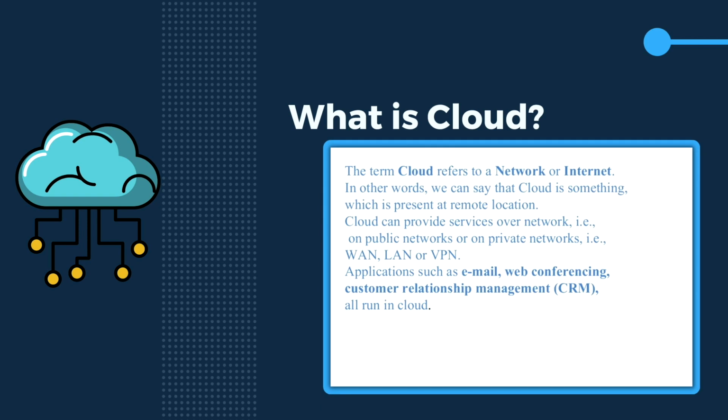Now let's discuss what is cloud. Well guys, the term cloud refers to a network or internet. In other words, we can say that the cloud is something which is present at a remote location. Cloud can provide services over the network, on public networks or on private networks such as WAN, LAN or VPN. Applications such as email, web conferencing, customer relationship management all run in cloud.